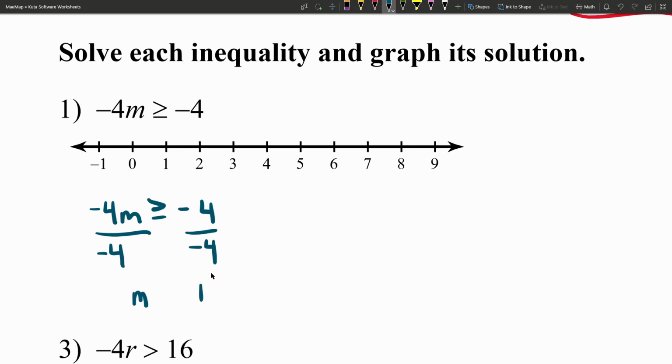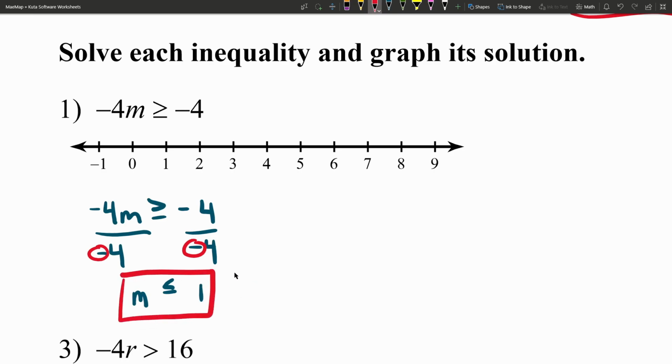But remember what I said at the start of this worksheet. When we divide by a negative number, we need to switch the inequality sign, which means we're going to point it the opposite way. Right now, it's greater than or equal to, so we're going to switch it to be less than or equal to. Now, there we have it. That's our inequality. We just got to graph it.